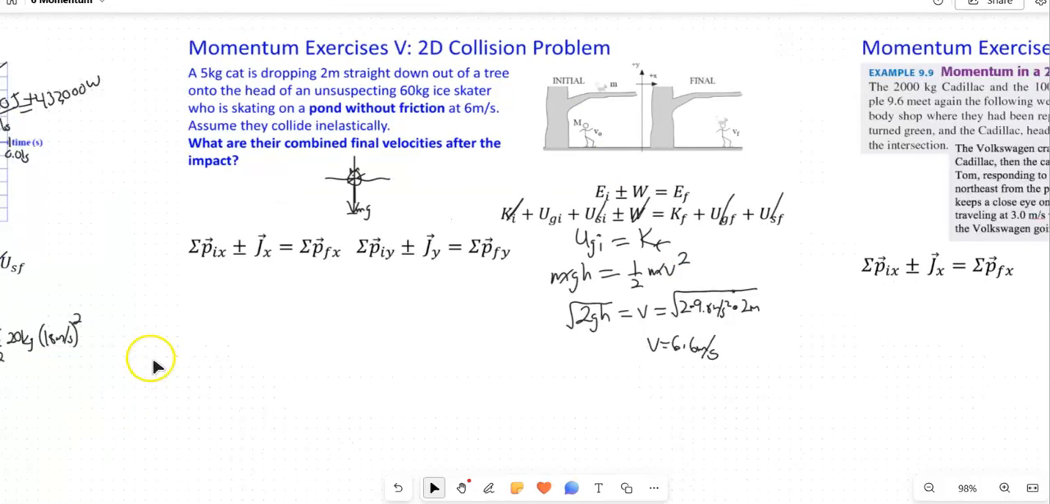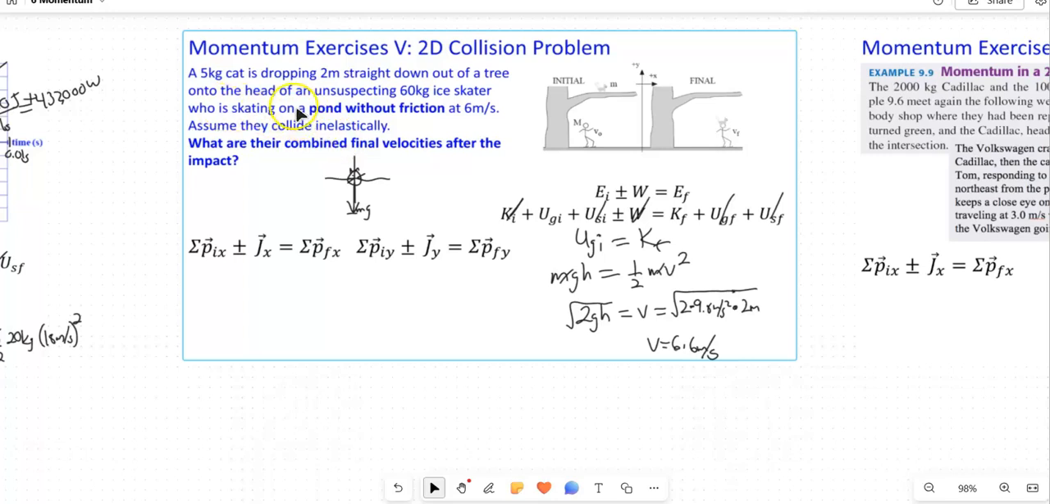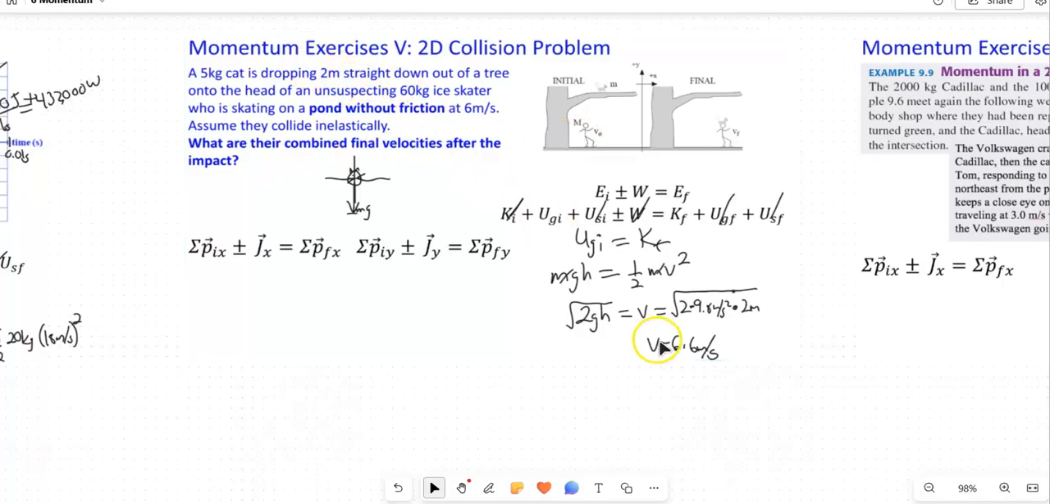Okay. So the guy is moving to the right at 6 meters per second. The cat is falling down in the y direction. So this is the kitty cat's y direction velocity, the cat's y direction velocity before the impact. So this is the initial velocity of the cat in the y direction, which looks like icy. Okay, that's weird. So let's make some diagrams.